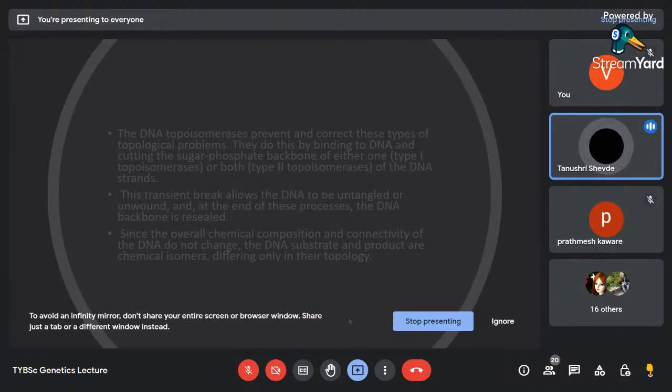The DNA topoisomerases prevent and correct these types of topological problems. They do this by binding to DNA and cutting the sugar phosphate backbone of either one type, topoisomerase 1 or 2. This transient break allows the DNA to untangle or unwind, and at the end of this process, the DNA backbone is released. Since the overall chemical composition and connectivity of DNA do not change, the DNA substrate and products are chemical isomers differing only in the topology.